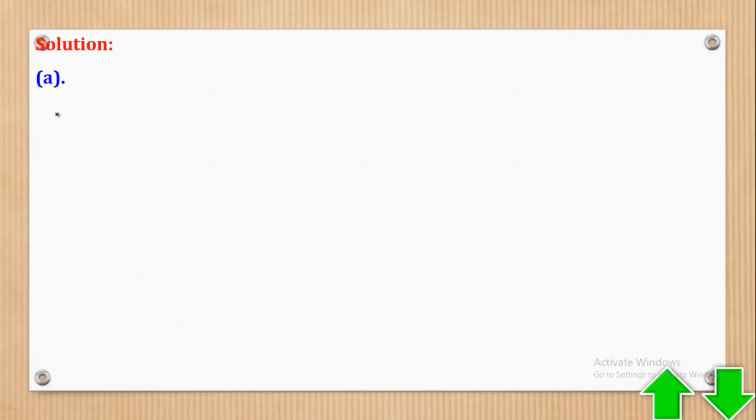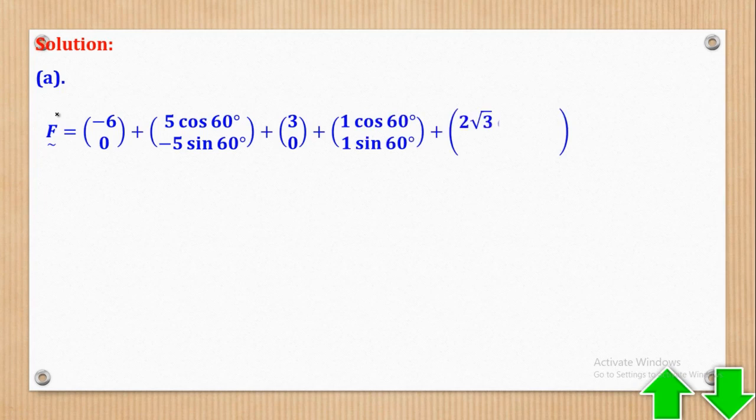So we shall start with part A. In part A, we have to resolve each individual force into two components, one vertical and another horizontal. For example, we shall get negative 6, 0; 5 cos 60, negative 5 sin 60; 3, 0; 1 cos 60, 1 sin 60; and this. So where do these values come from? Let's see how they come about.